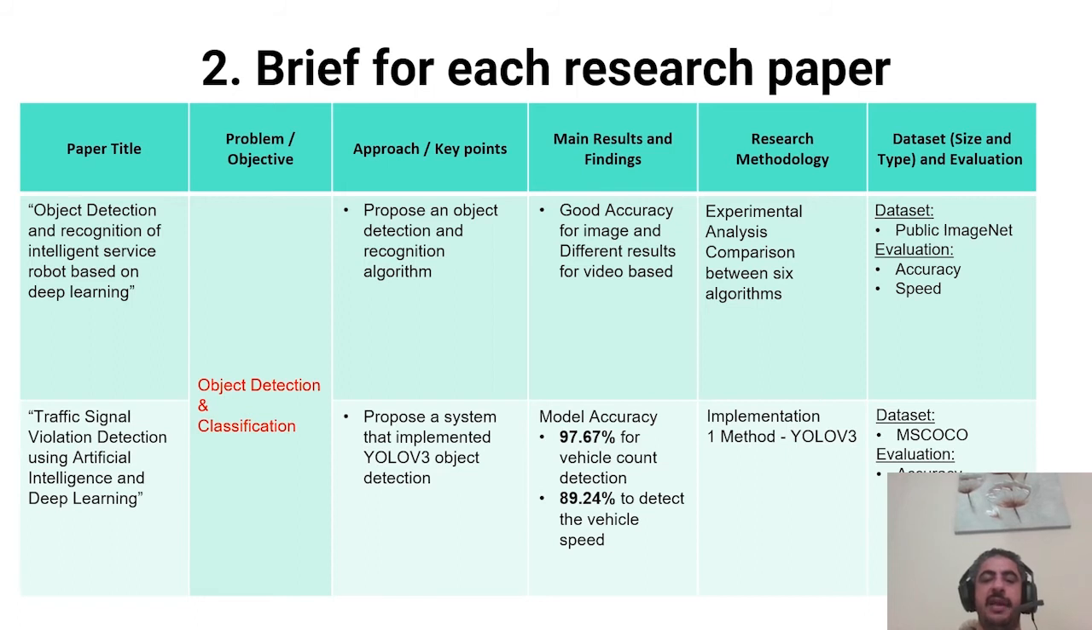The model was trained on a public dataset of Common Objects in Context, and the evaluation metric of accuracy was used. The implemented system shows an accuracy of 97% for vehicle count detection and 89% for detecting the vehicle speed. Now we'll go to the next slide with another two papers.